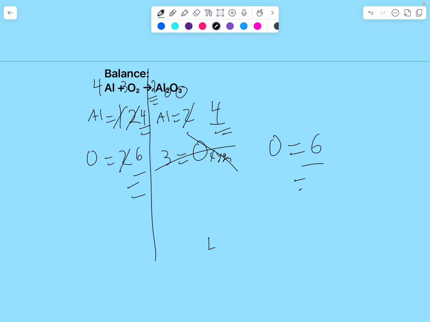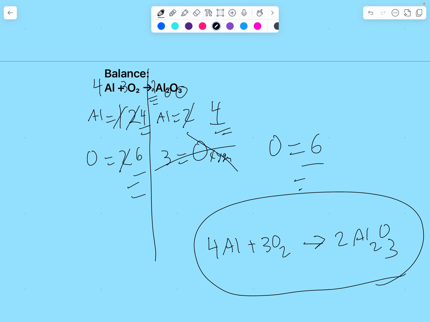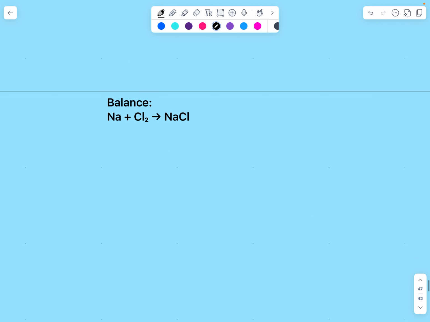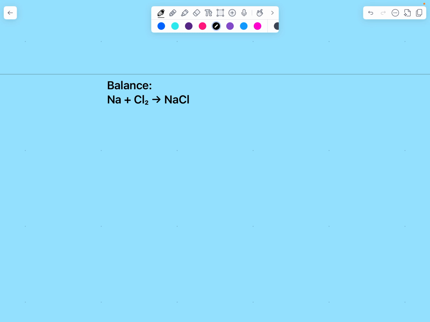So the final answer is 4Al plus 3O2 is gonna form 2Al2O3. That's your answer. And remember, do your oxygen and your hydrogen last. So, let's look at question 5.